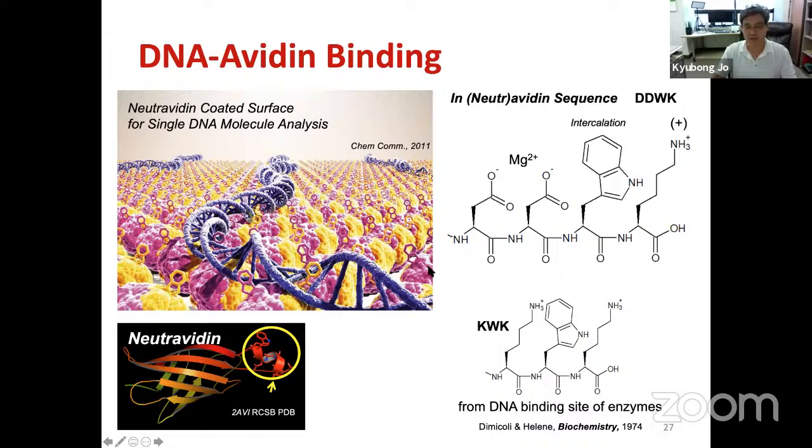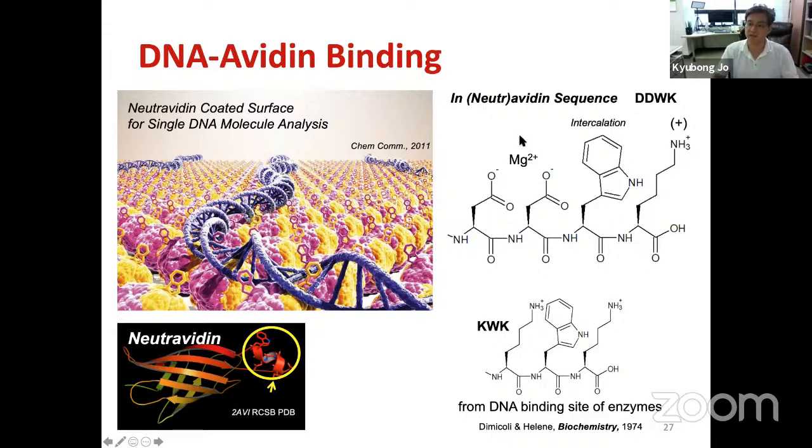And we analyzed their structures. Interestingly, there is a tryptophan and a lysine, that's a WK. And just before that, there is a DND, that is aspartate. So if the magnesium is attached here, the binding is much stronger.